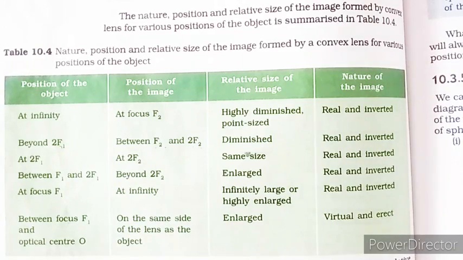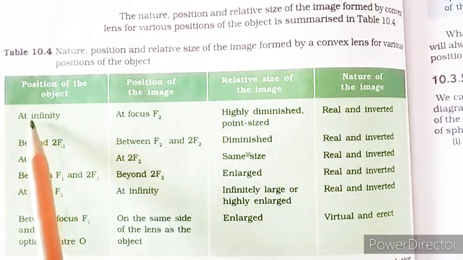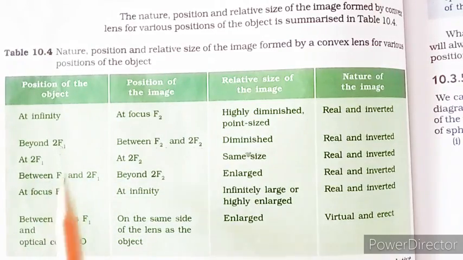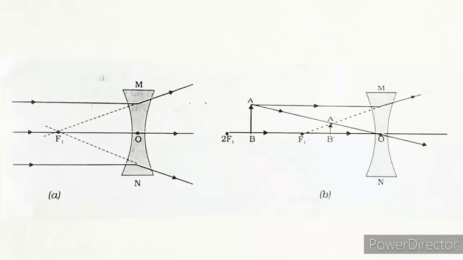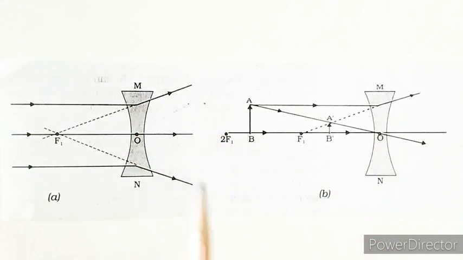So you can refer to the diagrams that I have drawn, and you can take all these positions one by one for the object: at infinity, then beyond 2F1, at F1, all these positions. You have got 1, 2, 3, 4, 5, 6 positions. Draw the ray diagram for all of them one by one. Now for concave lenses, there are only 2 positions. Convex lenses have 6 positions, so 6 ray diagrams, and for this only 2.